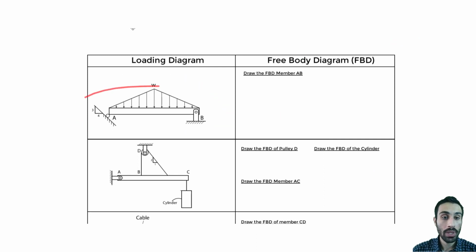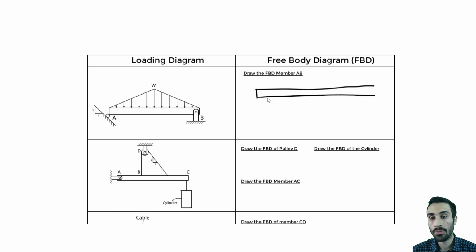So this one, we have a beam with a distributed load. It's a linear distributed load. We have a pin. We have a roller here. So okay, we will say we want the free body diagram of AB. So I'm going to draw the beam here, and we're freeing the body, right? That's the whole idea. We free the body from its surroundings.